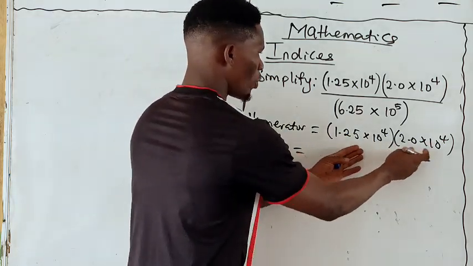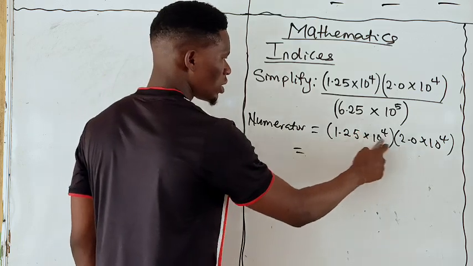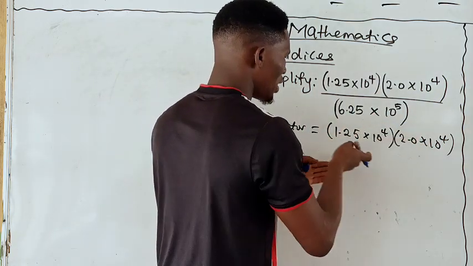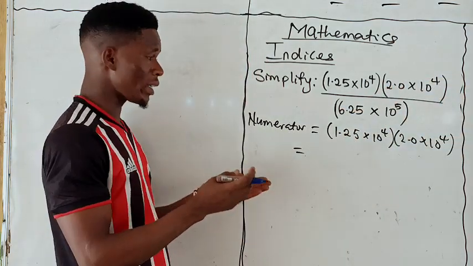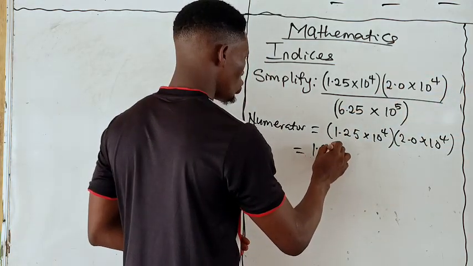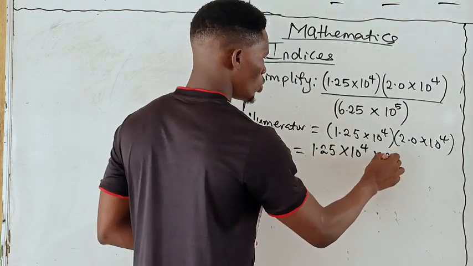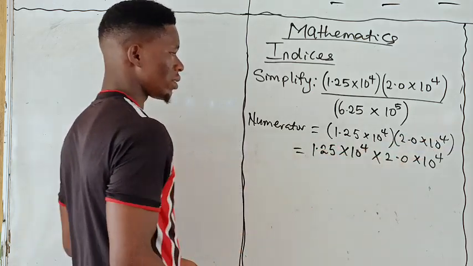So this bracket that we have here, it means multiplication, right? Now this is multiplication, not addition. So we can just remove the bracket and take everything as product, right? So we have 1.25 times 10 raised to the power 4 times 2.0 times 10 raised to the power 4. You can see I've removed the bracket, right?